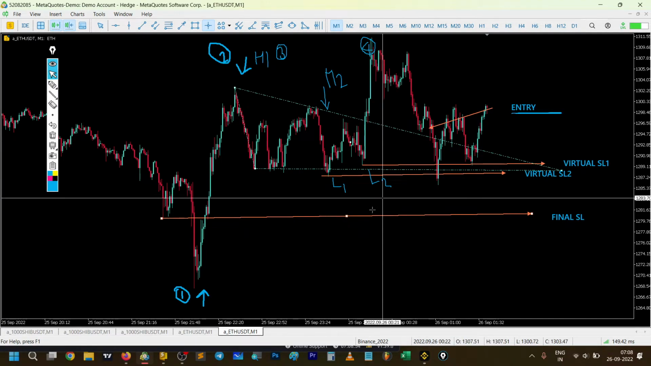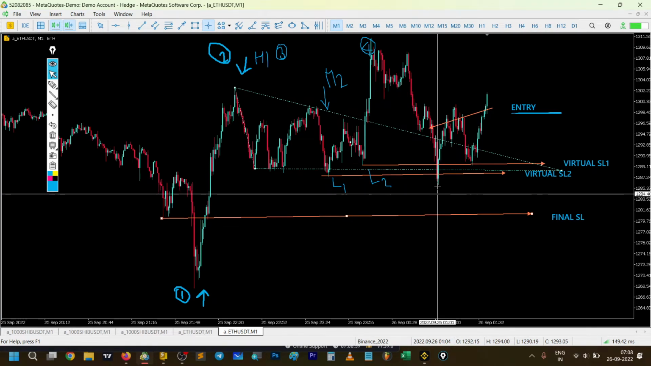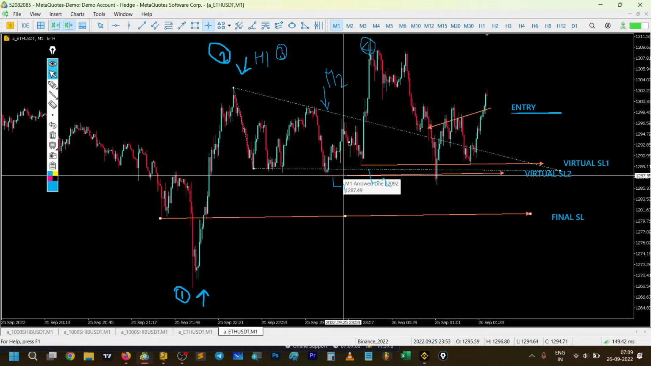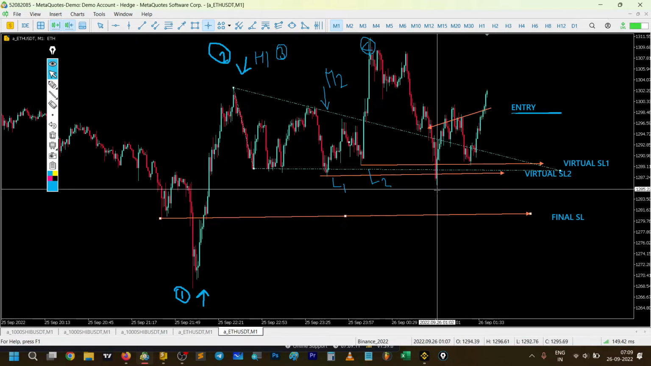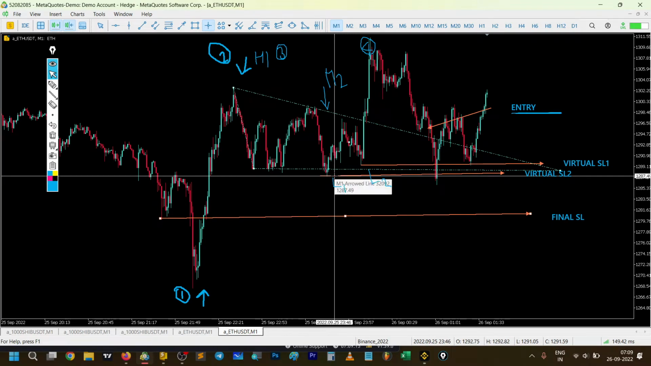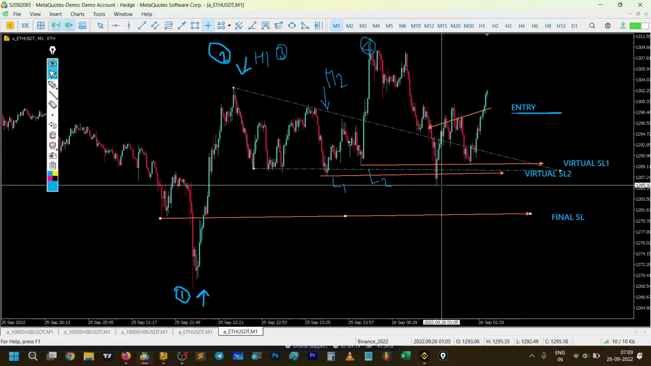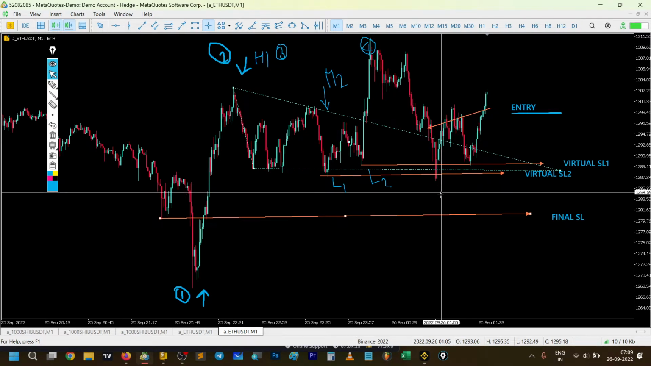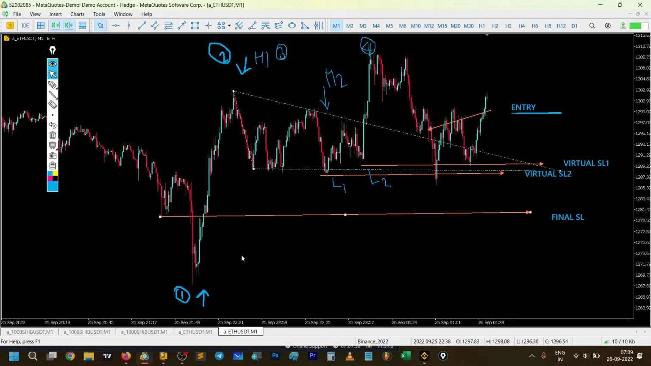Okay, and one more thing, if this L1 is broken by a full closed candle here, then this is an early sign that the pattern may fail. If L1 is broken by a fully closed candle, then it's an early sign that the pattern will fail. But in some conditions, when SL hunting is aggressive, this kind of thing also occurs, because a candle is closed, then price still returns. Okay, now you know all the points about SL.